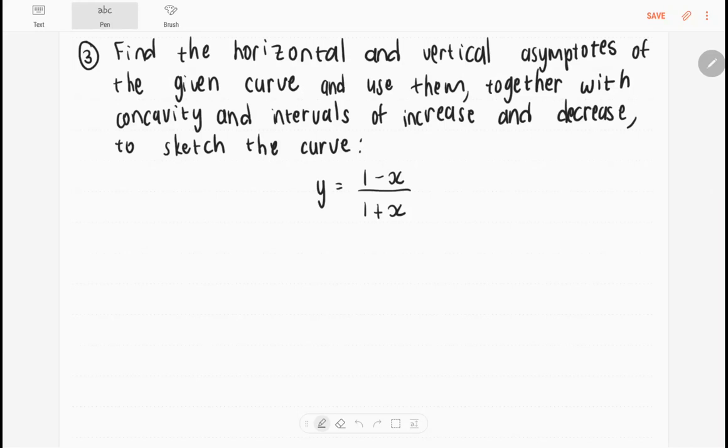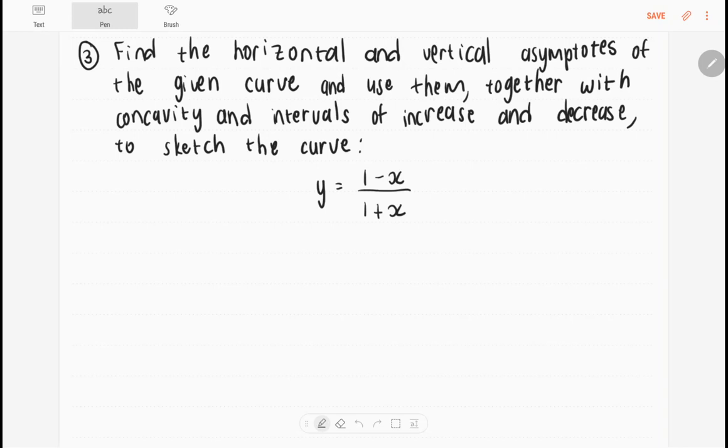We are continuing on with the procedure exercises from TUT 10. There's still one left, number 3. It says, find the horizontal and vertical asymptotes of the given curve and use them together with concavity and intervals of increase and decrease to sketch the curve.